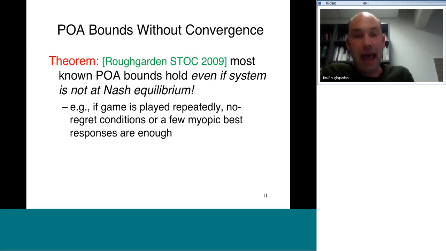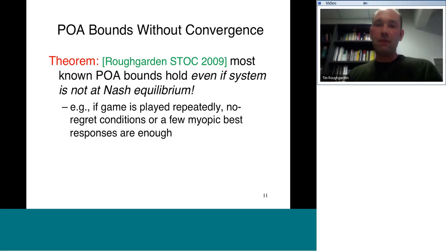It's definitely not mathematical yet, so let's spend a little bit of time explaining exactly what I mean by this statement. This high-level idea that most known price of anarchy bounds do not require the game to be at a Nash equilibrium. In fact, the bounds hold under much weaker assumptions about behavior.